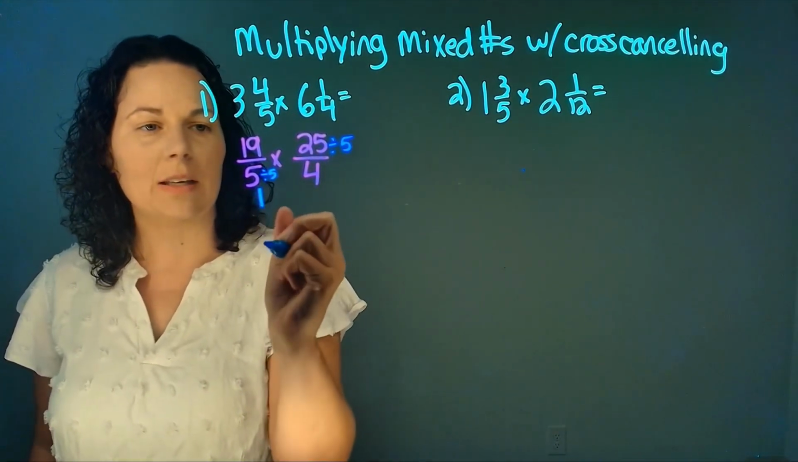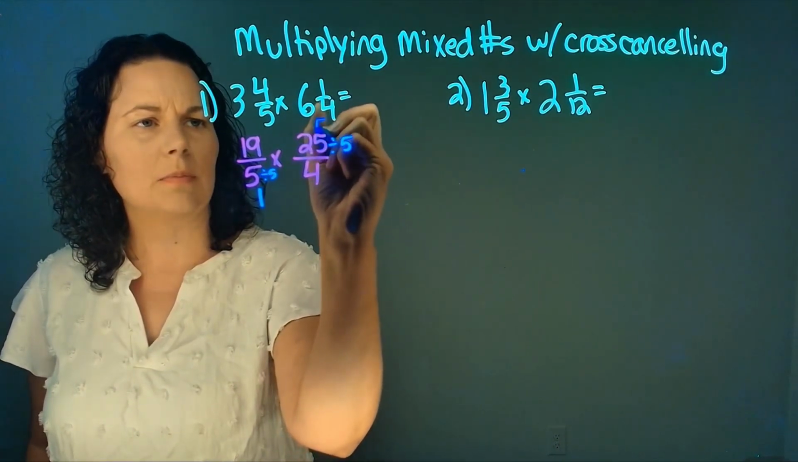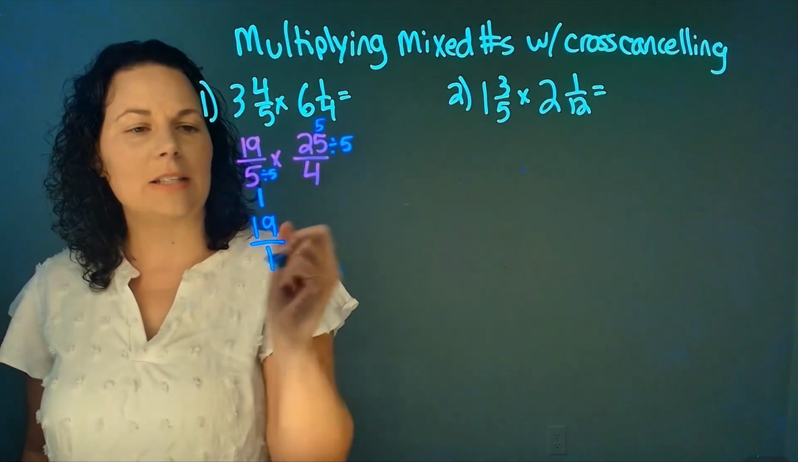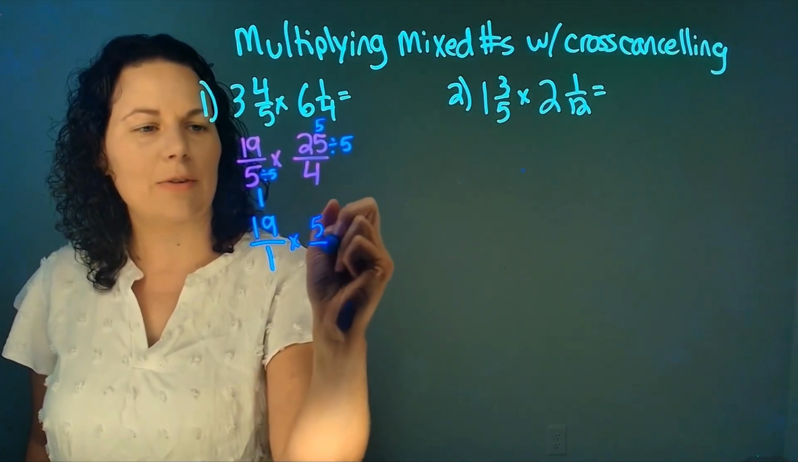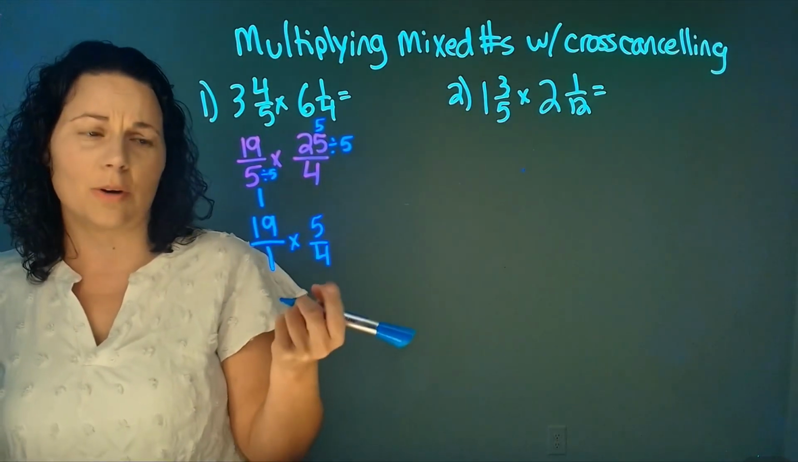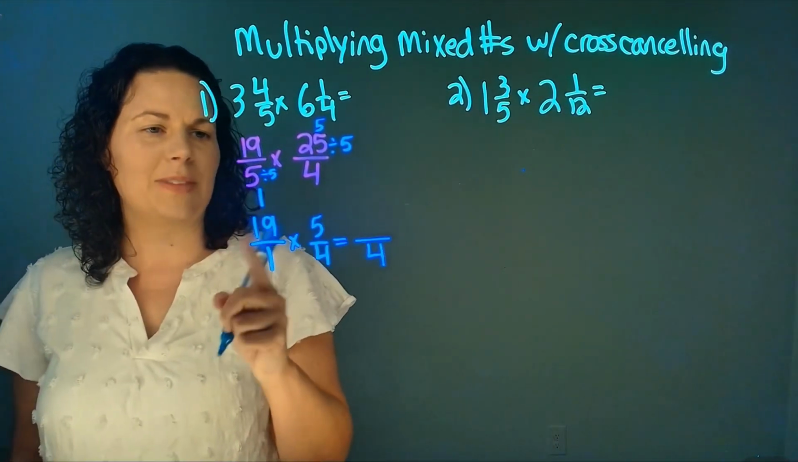So really, some people leave it like this. Some people like to rewrite it. I'm going to rewrite it so it doesn't look so messy. Now I've got 19 over 1 times 5 over 4. Those numbers are a lot smaller and a lot easier to work with. So I know the bottom is going to be 4. 1 times 4. 19 times 5.